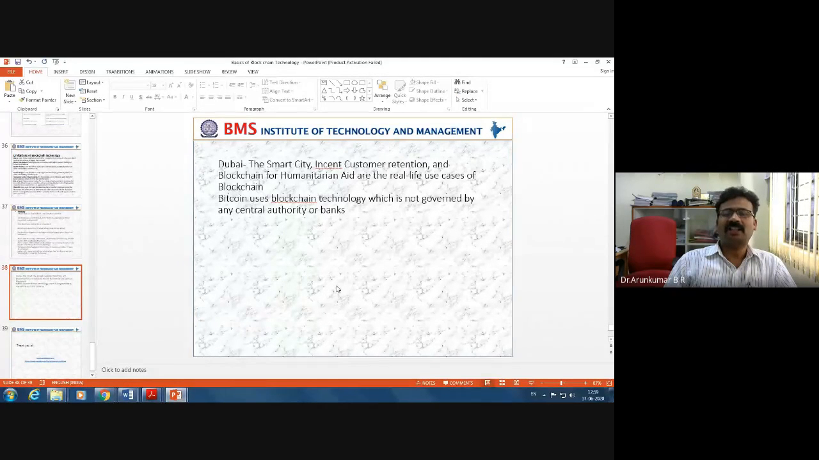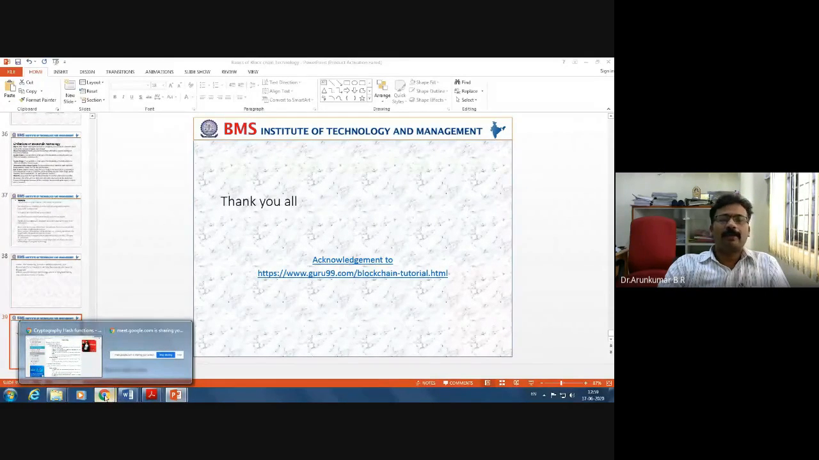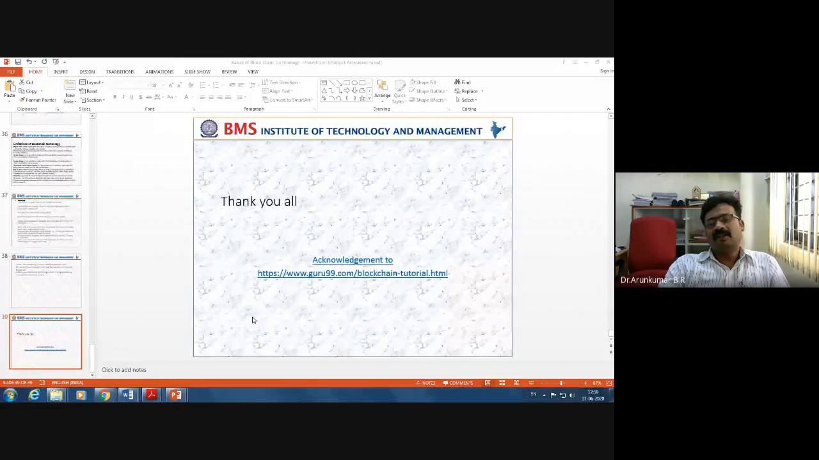Bitcoin uses the blockchain technology, which is not governed by any central authority or bank. But cryptocurrencies are said to be valid. We have to see really how actually it is valid. This is with respect to the basics of blockchain technology. So this completes the basics of blockchain technology.